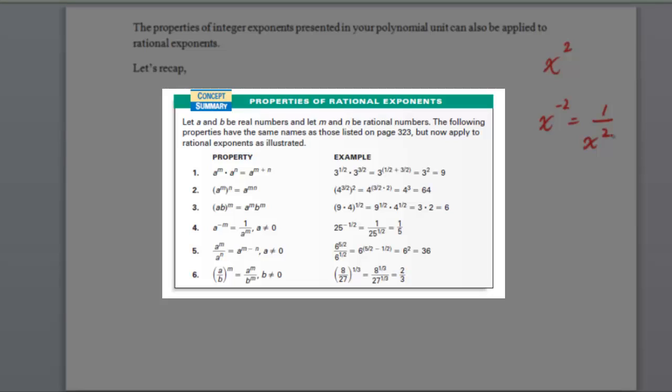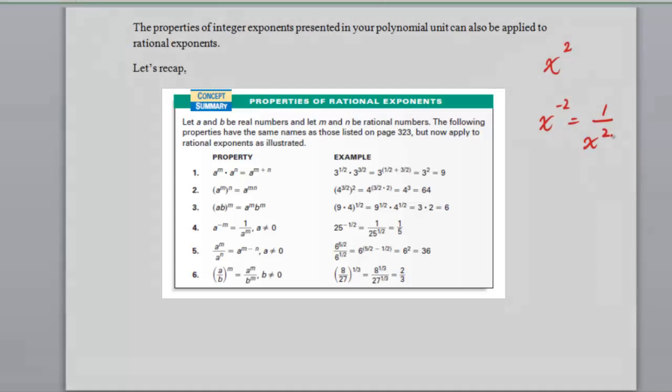And so we'll spend the rest of this lesson working on simplifying rational exponents based off of these properties, and also your ability to rewrite radicals as rational exponents. And then sometimes you'll need to rewrite rational exponents as radicals as well. So take a look at this concept summary box. We've given you some examples in here of the rational exponents being used with the properties, and all of this should look familiar from what you learned in a prior unit.